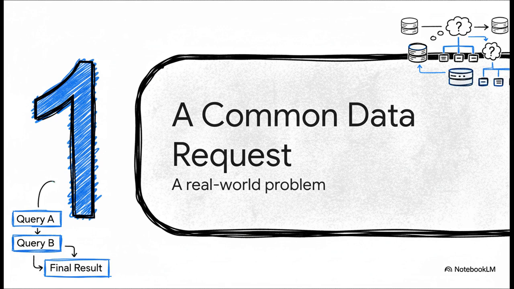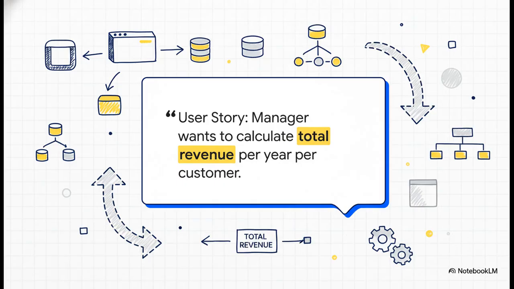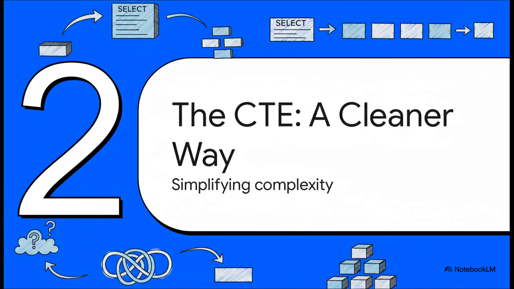All right, first things first. Let's ground all this in a situation that, well, if you work with data, you've definitely seen before. Okay, so here's the task straight from the source. A manager wants to see the total revenue broken down by year for every single customer. Now, on the surface, that sounds pretty simple. But as we all know, pulling that from a bunch of raw sales tables can get messy fast. So how do we solve this without creating some unreadable monster of a query?